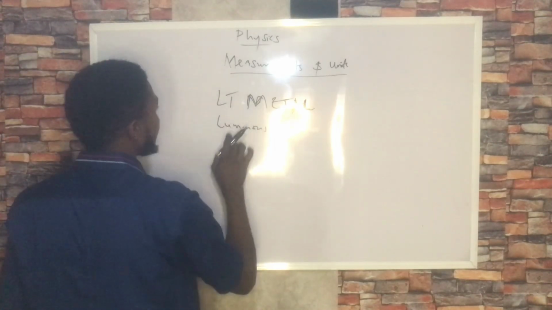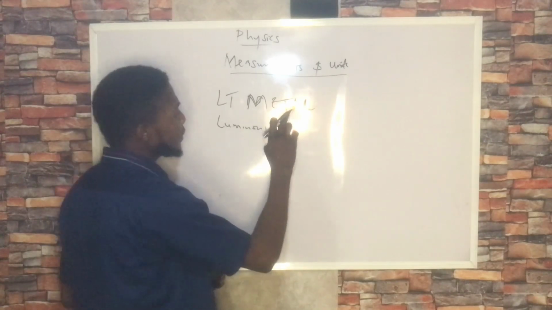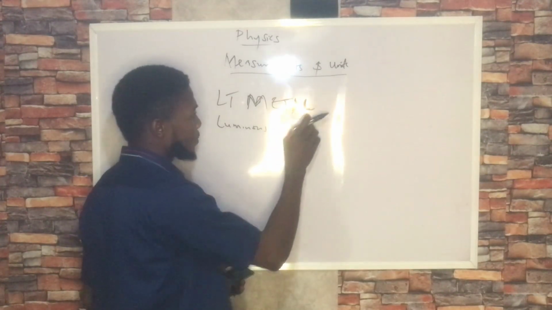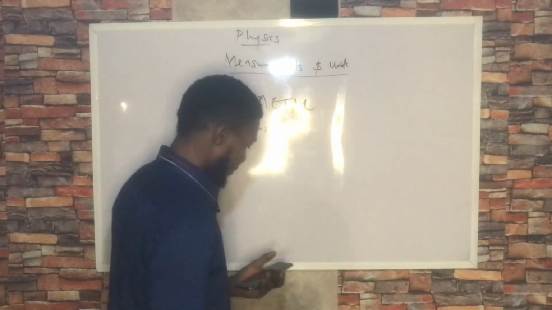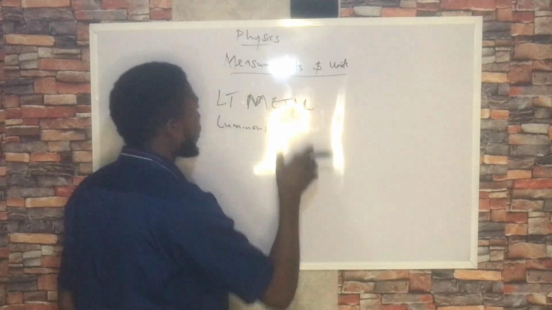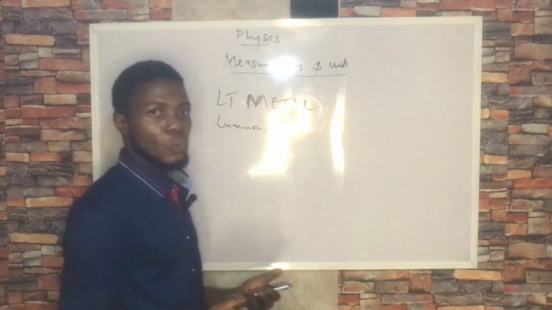Luminous intensity, time, mass, electric current, temperature, and then we have amount of substance, which is a basic quantity as well, and likewise length. So there's what we call unit as well too. Each of these respective quantities have the units which we use to quantify them.